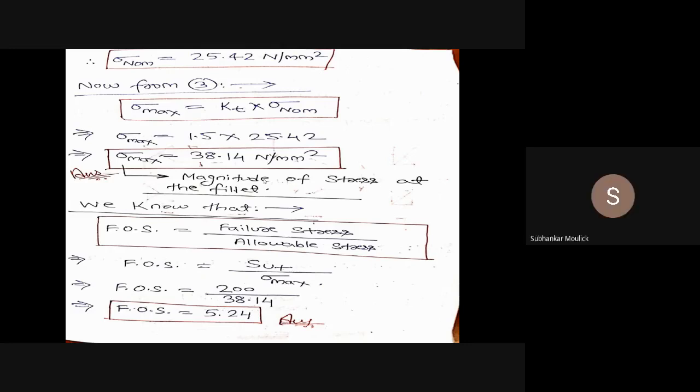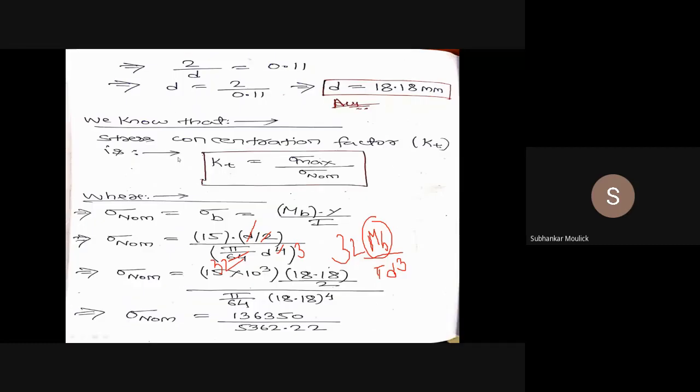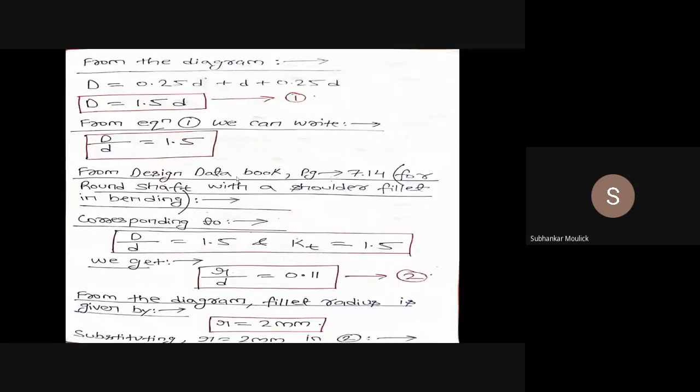Is it clear? Fine. Okay. So we found out the value of sigma max. We got the value of D. Next, lastly, we need to find out the value of factor of safety.